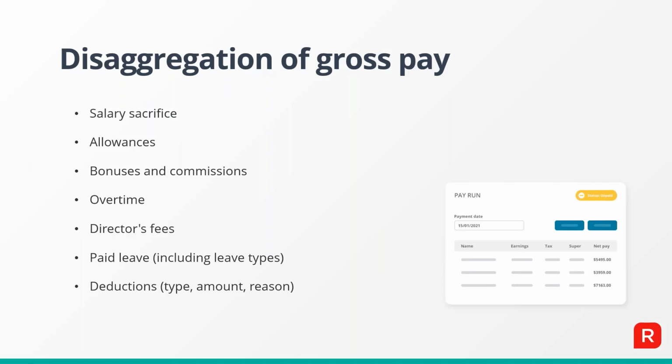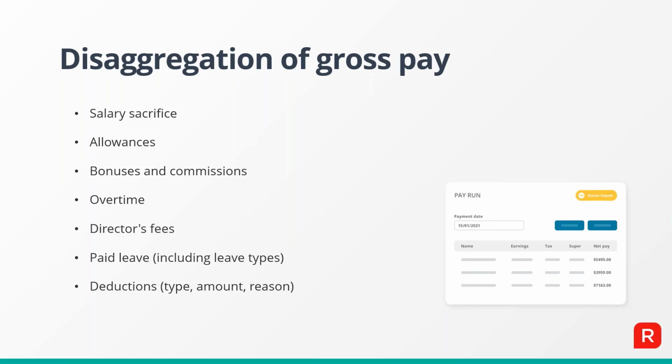Disaggregation of gross pay is a key component of STP Phase 2. What this means, it's a breakdown, it itemises the components that make up the gross pay amount. This makes for much more targeted reporting and observations to be made. So what does the ATO want to see when it comes to disaggregation of gross pay? Well, there is quite a bit, and we've listed some of these here on the screen. So there's salary sacrifice, allowances, bonuses and commissions, overtime, directors' fees, paid leave.